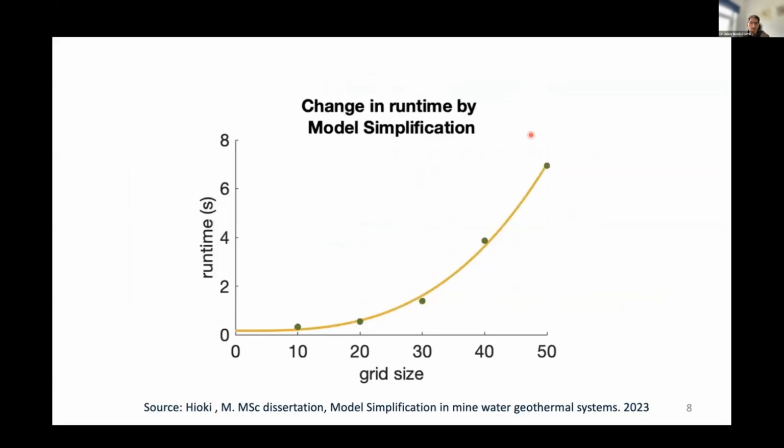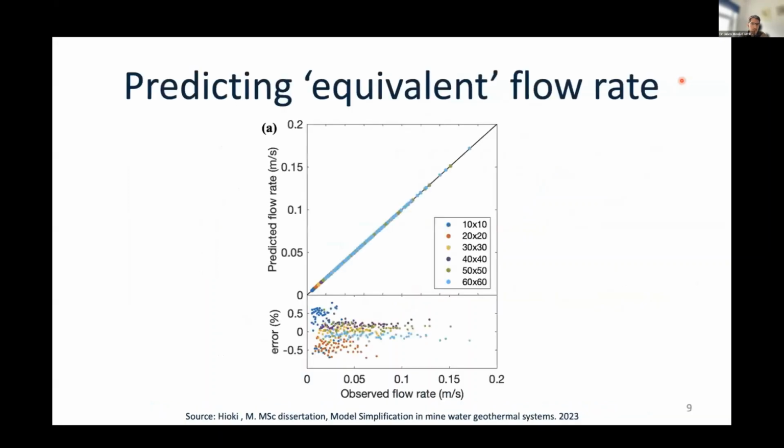The reason why she wanted to do this was that if you have a 10 by 10 grid, you can run the code in less than a second, in a fraction of a second. If you have a 50 by 50, you're looking at 7 seconds. So this could lead to significant speed up times and allow us to model a much greater extent of mine plans, essentially.